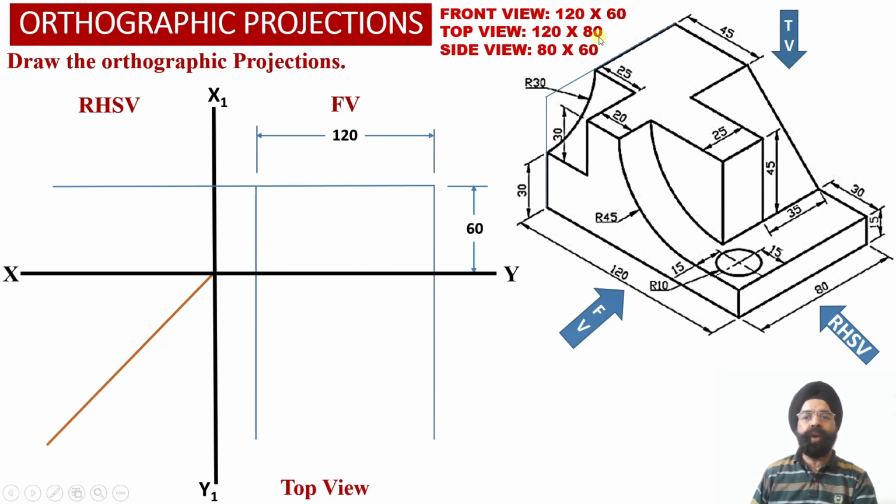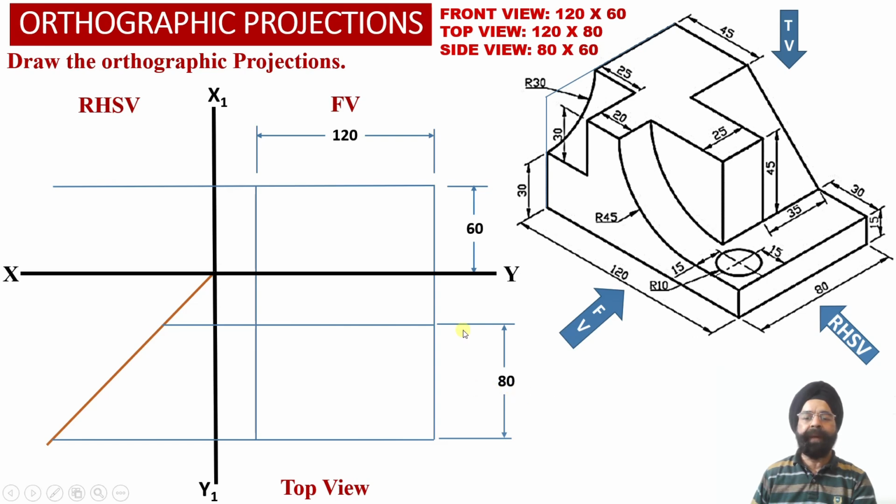But the depth of the solid, now we need to evaluate into the top view projections over here. So now we have drawn two horizontal projector lines into the top view projections, which are separated by a distance equal to 80 millimeter, which corresponds to the depth of the solid.